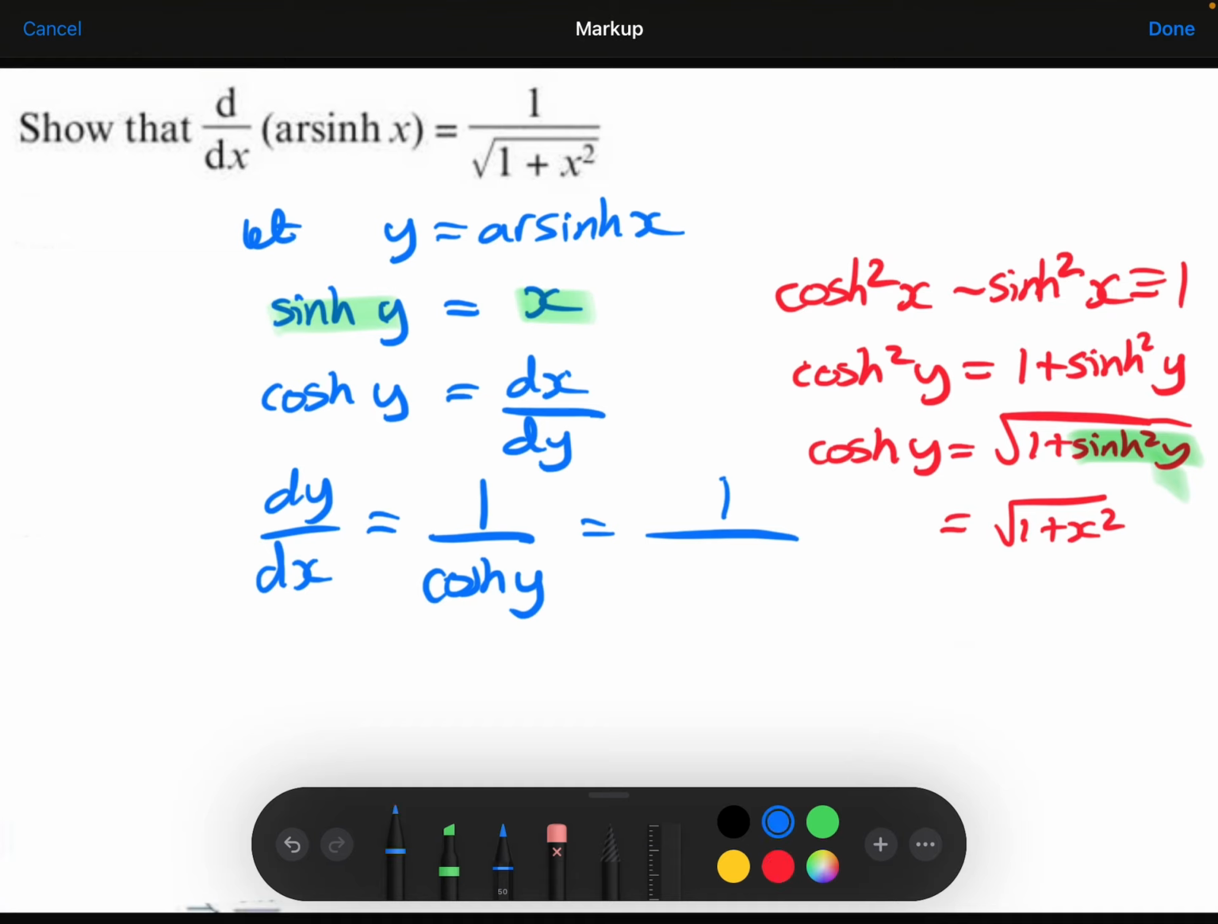So therefore I can replace that cosh y with the square root of 1 plus x squared, and that's the result that we wanted to prove. So similar technique to how we differentiated the inverse trigonometric functions. The only difference is it's hyperbolic instead.